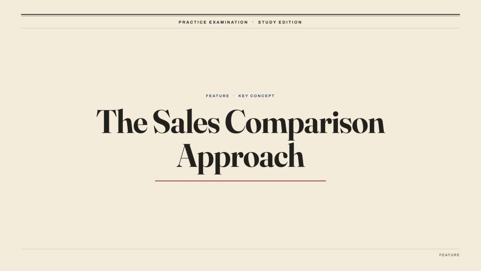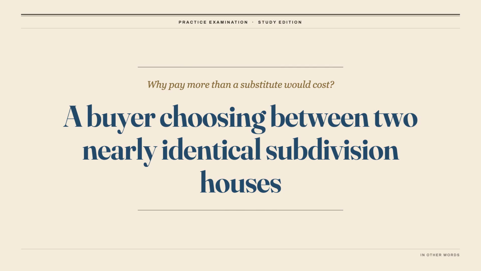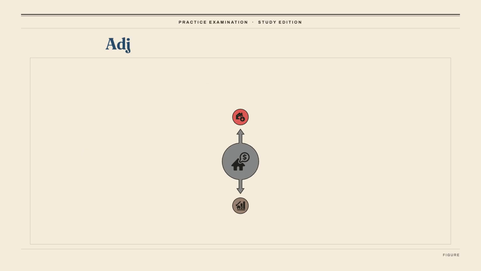Its authority rests on a simple idea. Value isn't cost or a bookkeeping number. It's what an informed buyer will actually pay. This rests on the principle of substitution. A rational buyer won't pay more than the cost of an equally desirable alternative. That logic works best where many similar homes trade often, like a 30-year-old subdivision of comparable houses.